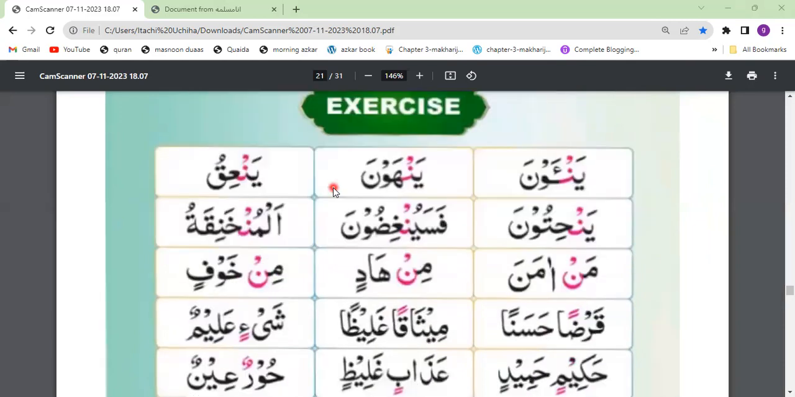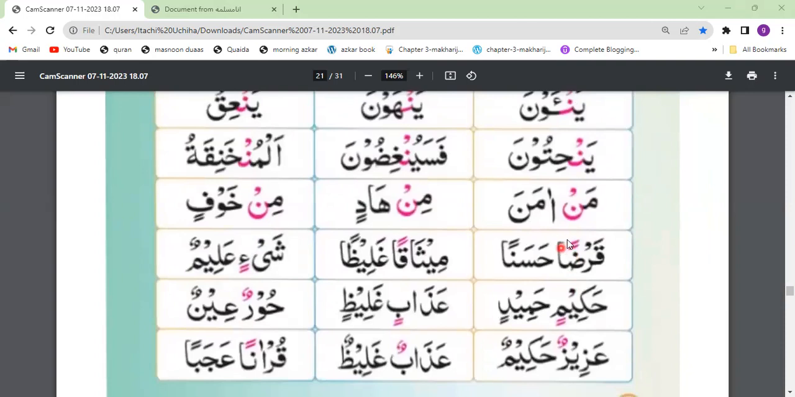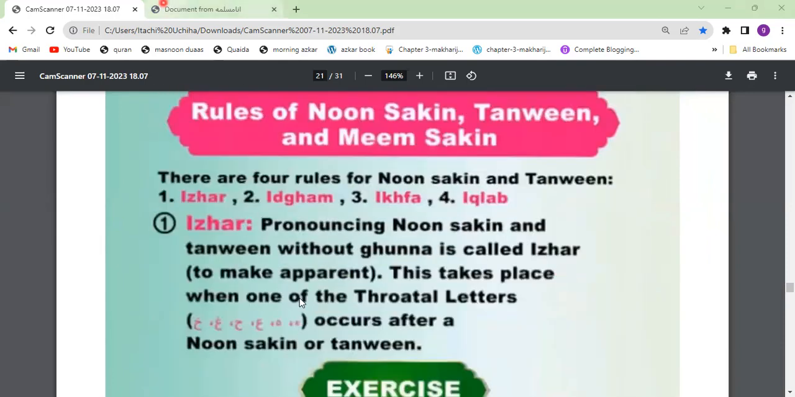I will share this whole exercise with you and you can do the practice, but we haven't done the pronunciations with the double haraka. We will do them in the next class. We are done with the lesson over here. Let's do the dua now.